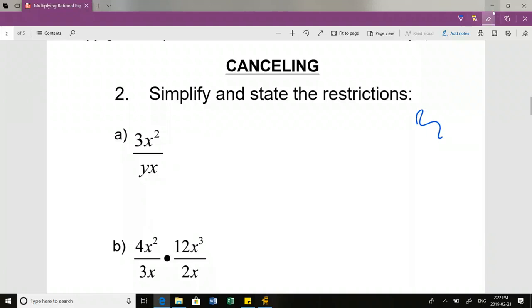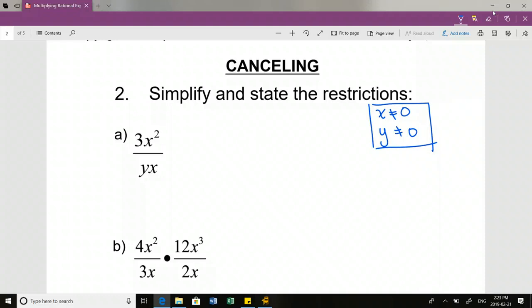There we go. Okay, so before you cancel anything, you need to look at your denominator and you need to restrict. So if I have something times something, if one of them is 0, it makes the whole thing 0, right? So I need to make sure that x does not equal 0 here, and I also need to make sure that y does not equal 0. That will cause the whole denominator to be 0. Okay, so those are my restrictions.